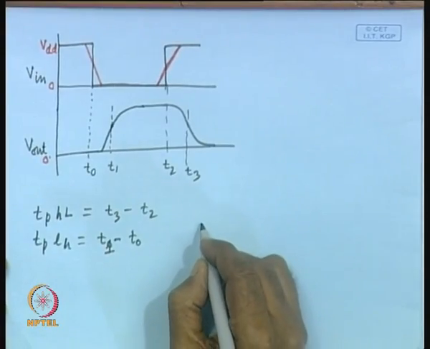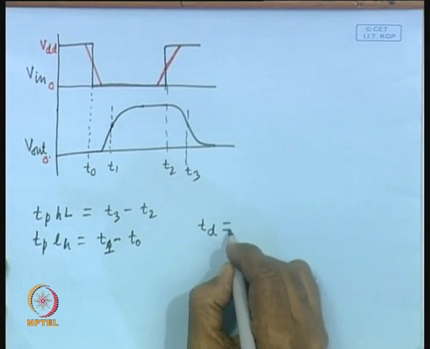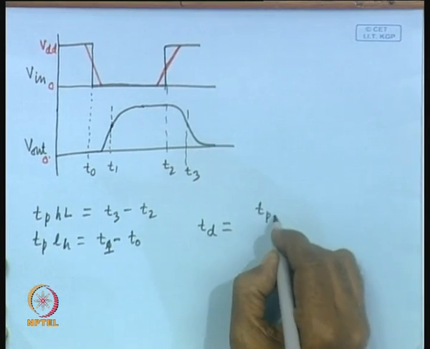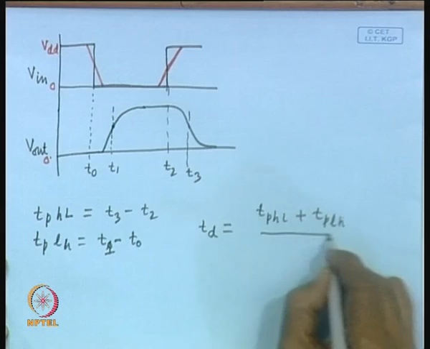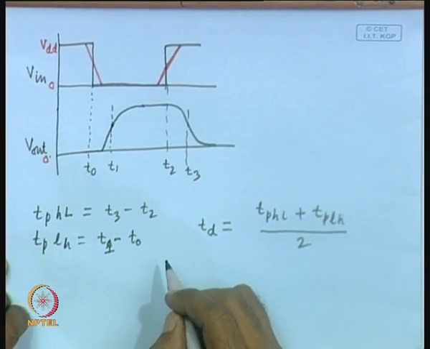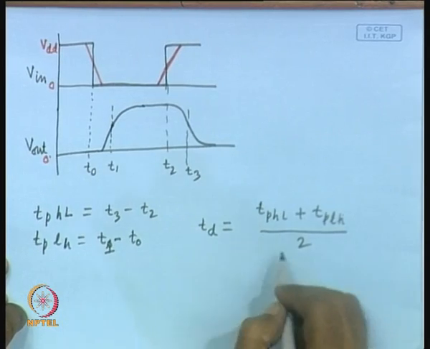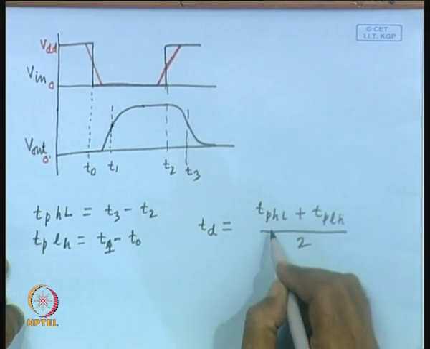We have already seen there is some asymmetric behavior of the inverters. The pull up transistor resistance can be different from the pull down transistor resistance, unless we explicitly design the circuit. Even if they are of the same dimension, their resistances will be different. That will lead to different rise times and fall times. As a consequence, we take the average, that is your TD. TD is equal to TP high to low plus TP low to high, divided by 2. That is defined as the delay time. So this average value is considered to be the delay time of the device.